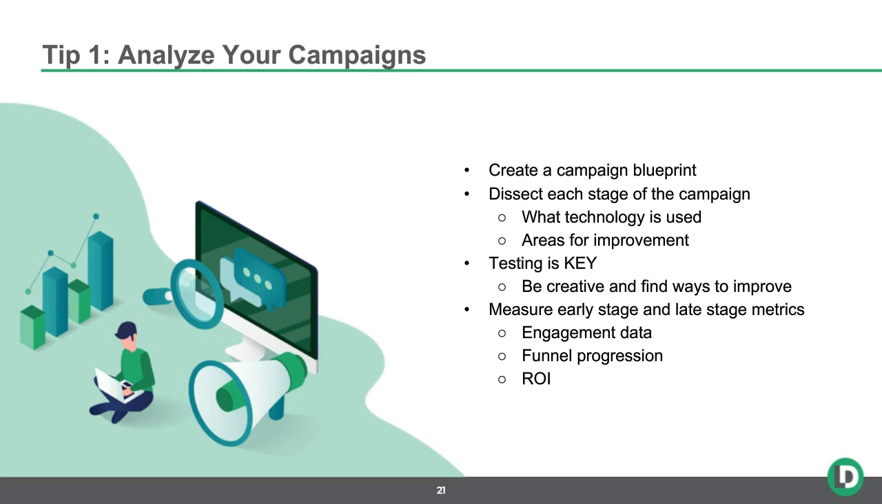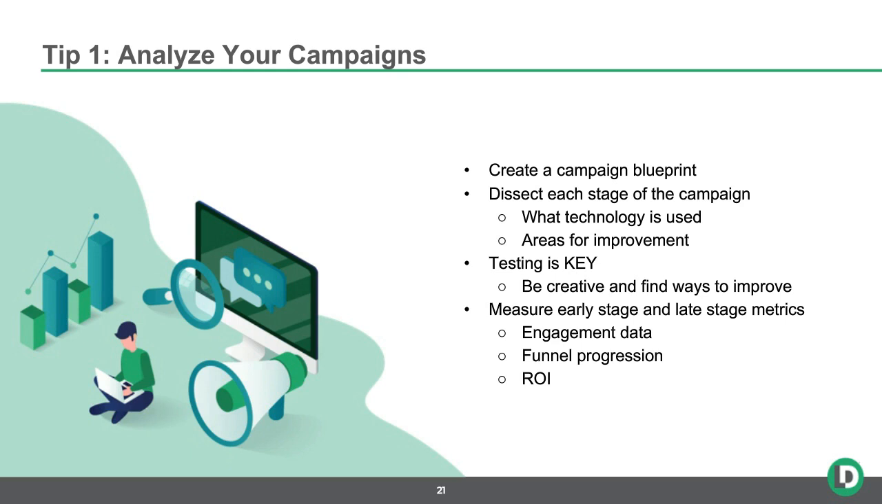Tip 1 is all about analyzing your campaigns. So the first thing that you need to do is create a campaign blueprint. And by that, I mean really understanding and dissecting each stage of the campaign. I'm not saying to create a campaign blueprint so you keep doing the same thing over and over again. That's not going to work, right? You need to always change it up and try new things.